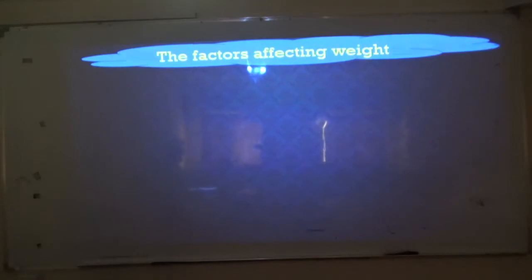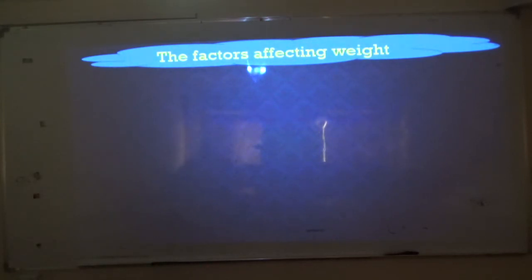Now to the last factor affecting the weight. We mentioned two factors before. Number one, the mass of the object. And we said that by increasing the mass of the object, the weight will be increased according to the rule: weight on the earth equals mass times 10. The second factor affecting the weight is the planet where the object exists.